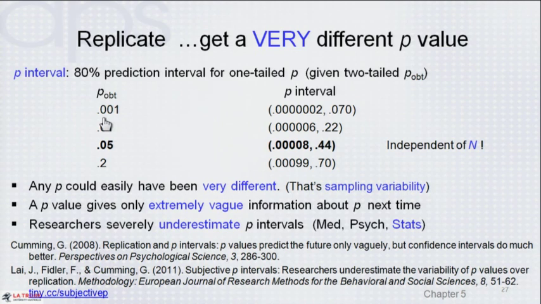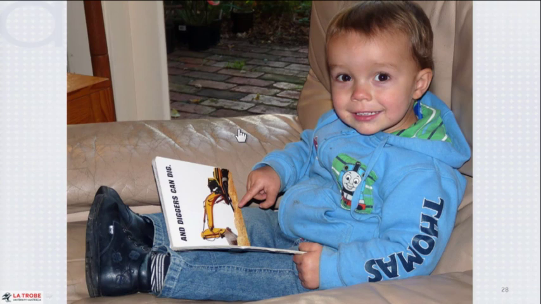If you get a very low p value, like 0.001, well, sure, you're more likely to get lower values, but the p interval is still enormously wide. So a p value gives you only extremely vague information about what's going to happen next time.